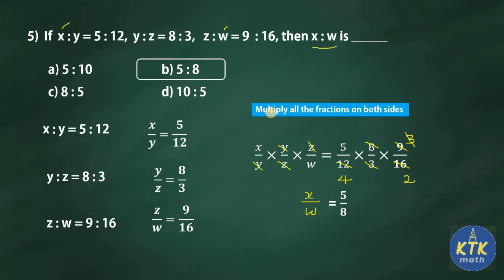So again saying, in this sum I am converting all the ratios into fraction form. After simplification, my answer is 5 is to 8. Now we will move on to the next question.